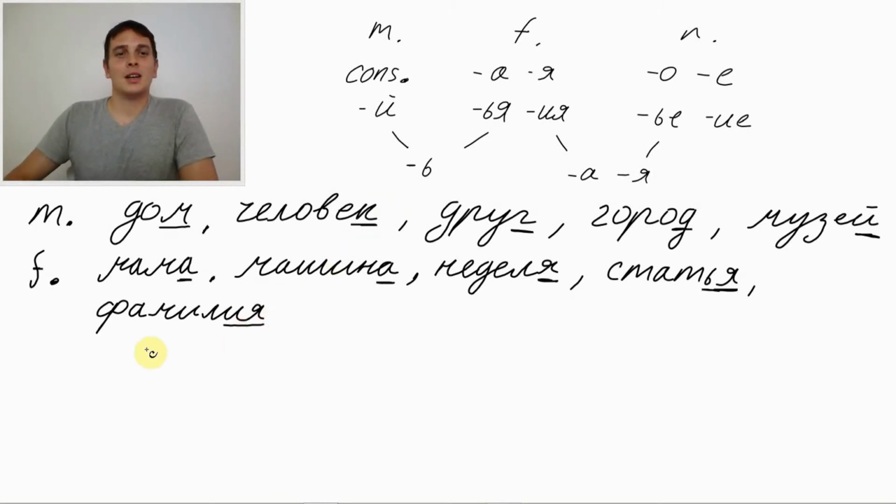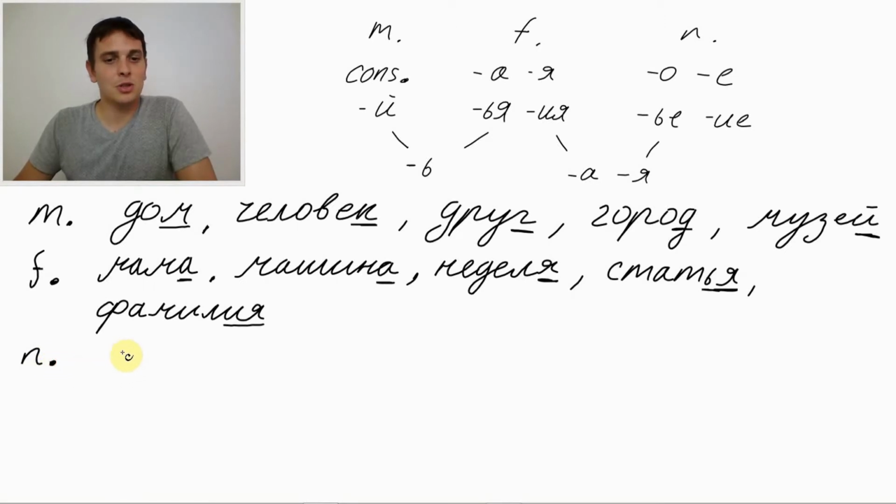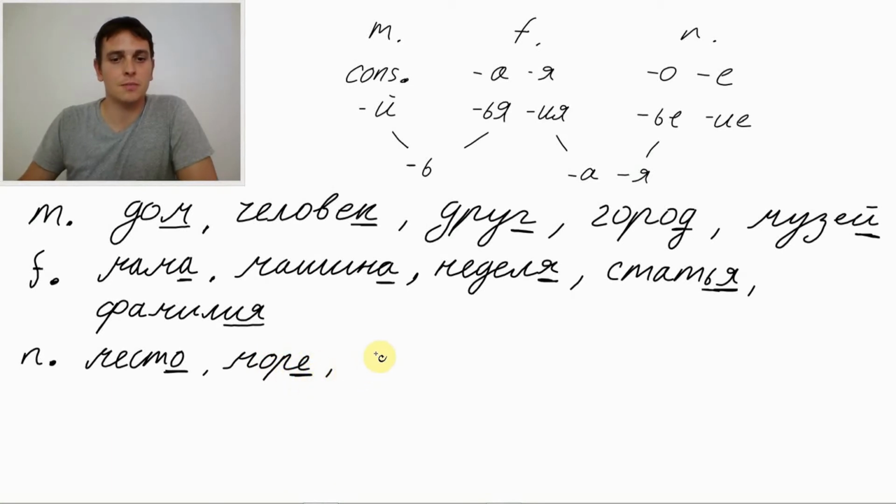So now neutral. Neutral would be the endings o, ye, soft sign ye, and iye. Examples: место, place. Место ends in o, neutral. Sea would be море. Море ends in ye, it's neutral. Sea is neutral in Russian.